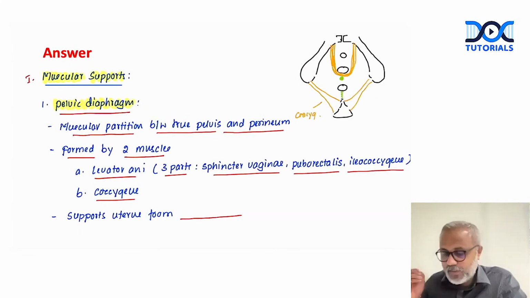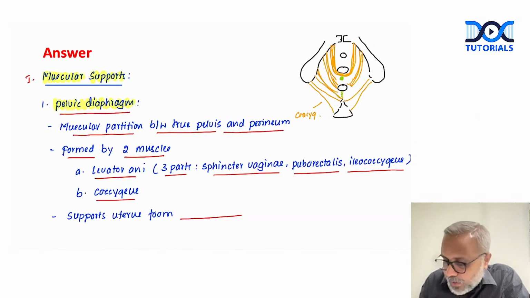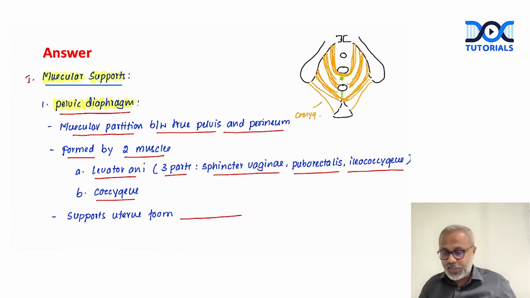Then what do we have? We have the puborectalis and then we have the ileococcygeus, right? So next write the fibers of the puborectalis, right? Fine. So these are the fibers of the puborectalis. And finally, what do we have? We have the ileococcygeus, right? Which is attached to the anococcygeal raphe as well as the coccyx. So this simple diagram actually tells us about the entire outline of pelvic diaphragm. So this is the first diagram that needs to be written for this question.